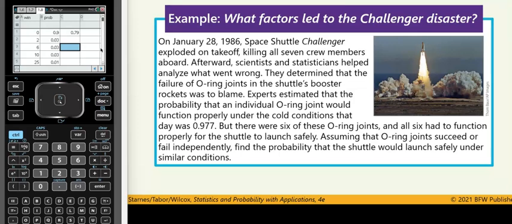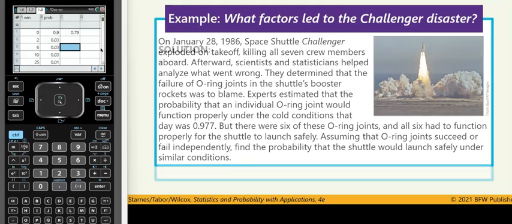Exploded on takeoff, and it actually killed a teacher, I believe. A bunch of people, 7 people. But they determined that the failure was O-ring joints and the shuttle's booster rocket was to blame. So experts estimated that the probability that each individual O-ring would work was 97.7%. Well, that's pretty good, right? But there were 6 of those, and they're all independent of each other. And for the launch to be successful, all of those O-rings had to work successfully.